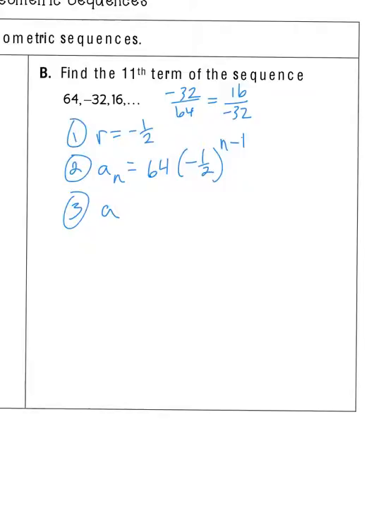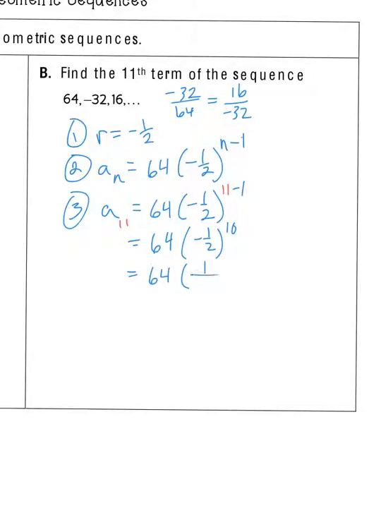So now I want to find the 11th term. And so I get 64 times negative 1/2 to the 10th. 64 times 1 over 1024, which is equal to 1 over 16. Do not give me the decimal answer. And then you're done. All right, so then let's look at page 3.